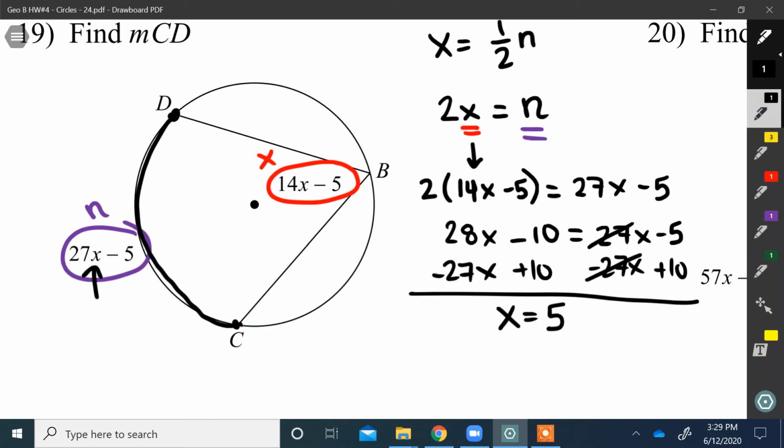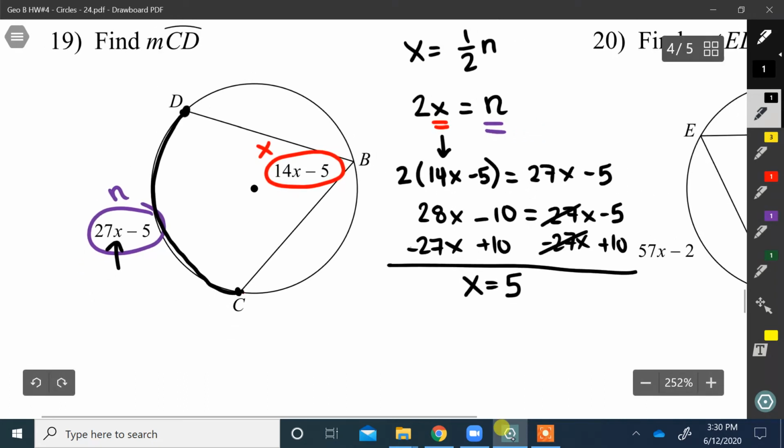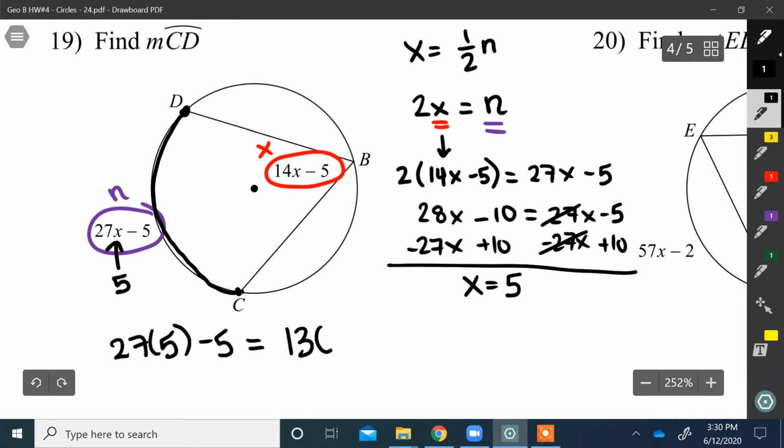27 times 5. So I'm going to plug in a 5 in there. So 27 times 5 minus 5. When you calculate that, you should get 130 degrees.